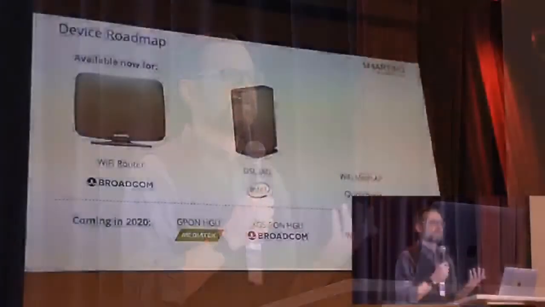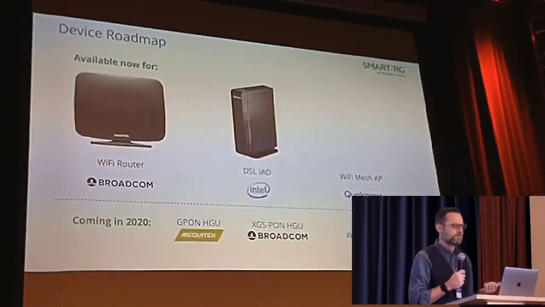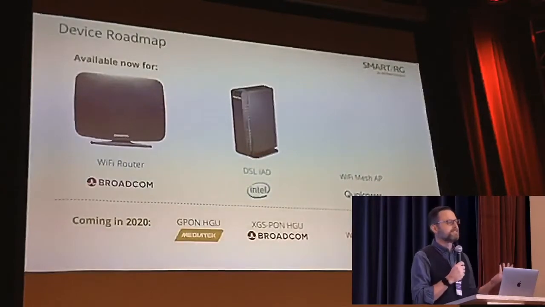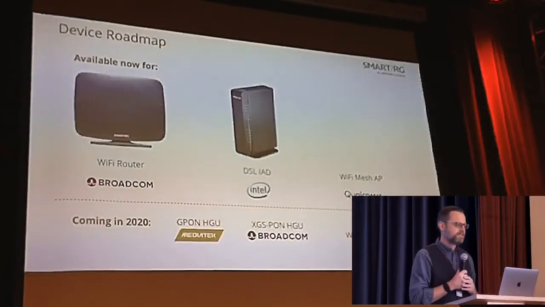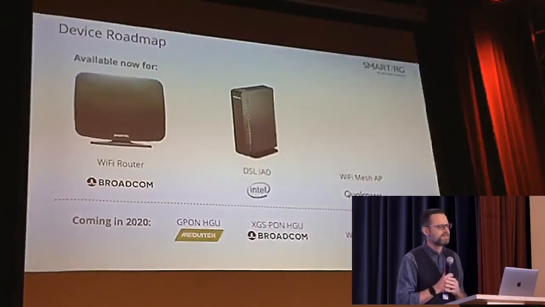So the first 3 products represent first a Wi-Fi router, secondly a DSL integrated access device, and thirdly a Wi-Fi mesh AP. Each of them, as you can see, is based on a different vendor silicon. So that we've delivered on the promise of prpl-WRT and hardware abstraction. And then later next year, we'll bring on GPON, XGS-PON, as well as, of course, Wi-Fi 6 from the various silicon vendors you see there.